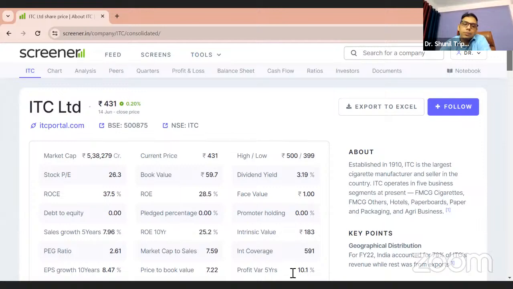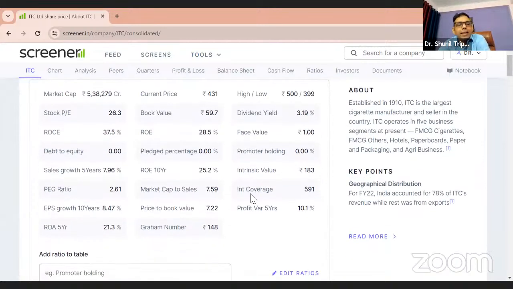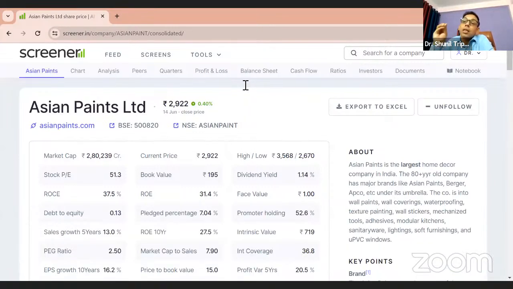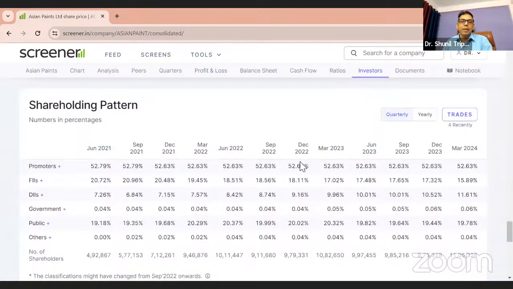Okay. Now, I'm going for another thing which is important for you today, the promoter's holding. Let me go to my same company, Asian Paint again. Promoters holding. Promoters are the persons who have started that company, who have created that company, who have made that company. Now, if a company has more promoter holding, that means promoters are not willing to sell their shares.